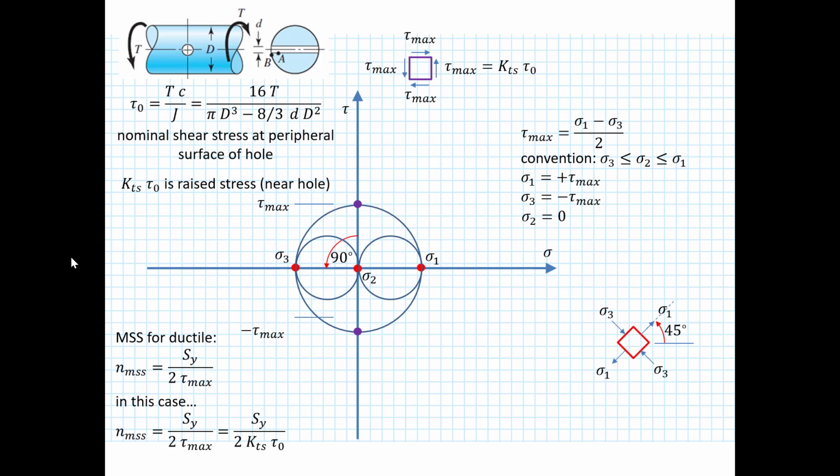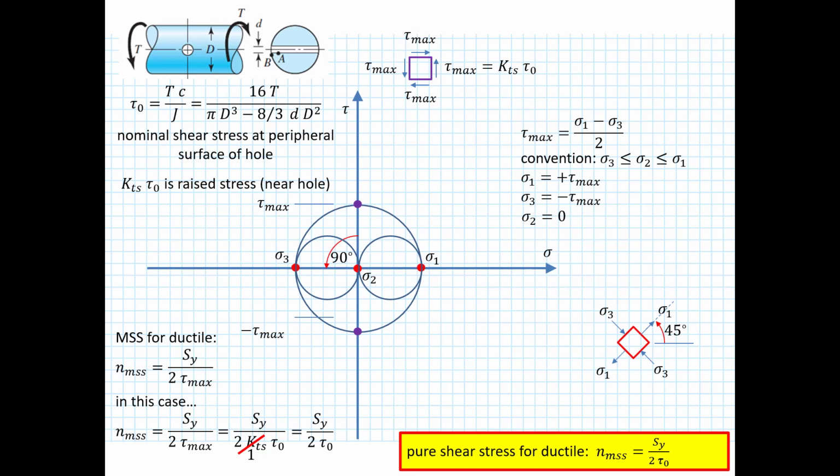Okay, max shear stress theory for a ductile material in this scenario. We start with our definition. We substitute in KTS times tau naught. And then we remember that the stresses are elevated. The tau max is there, but it's just strain hardening in that area. For the purposes of calculating an MSS, we set the KTS to 1, as the book says. And that sets our pure shear stress scenario for ductile materials: the factor of safety, according to max shear stress theory, is SY divided by 2 times tau naught.